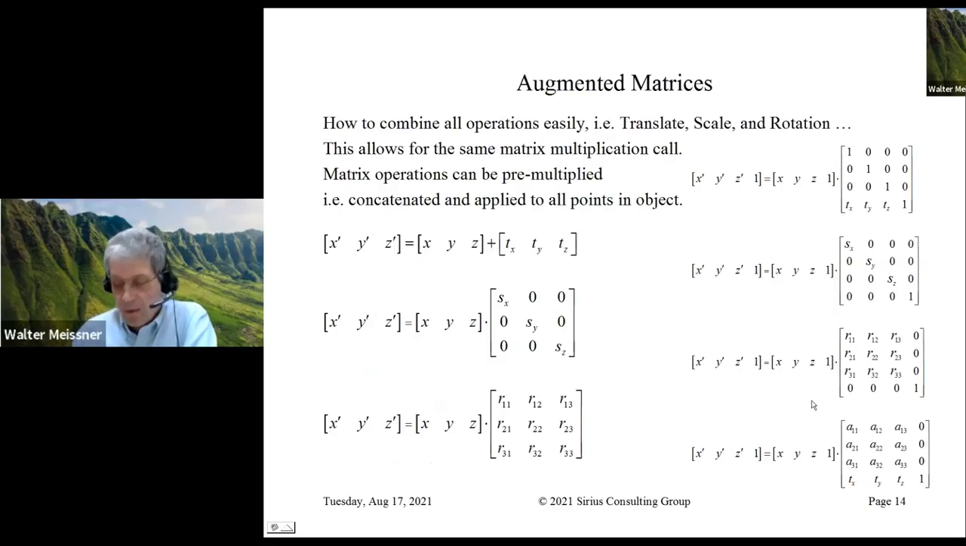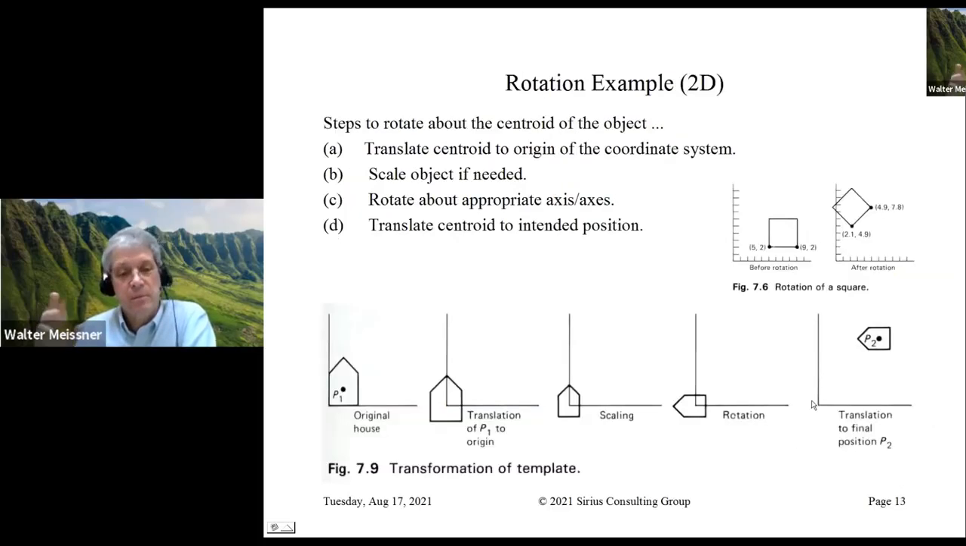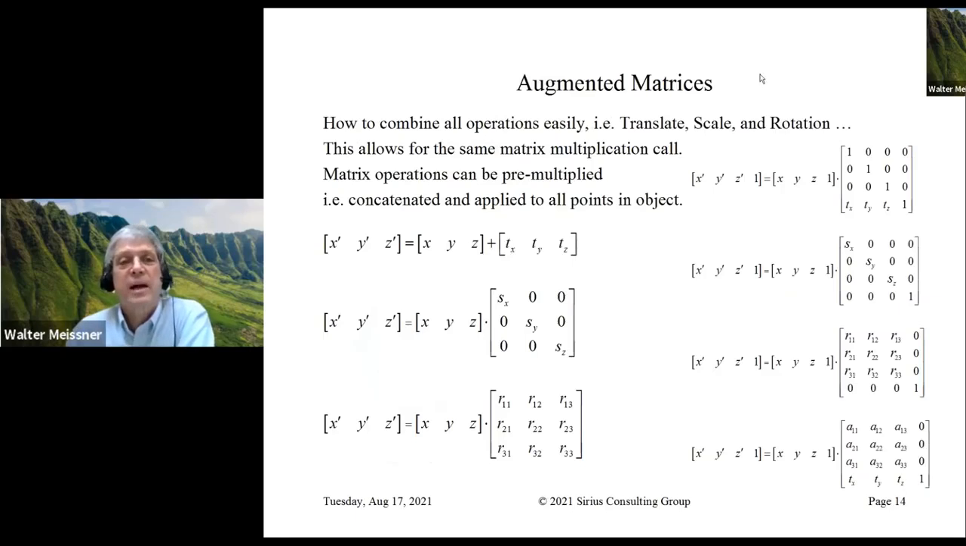Okay, now what happens when you want to try to consolidate all these operations? Well, there's a little bit of a problem because some of them are multiplication, and one of them is addition. And how do you reconcile that? Well, they reconcile it by using an augmented matrix.